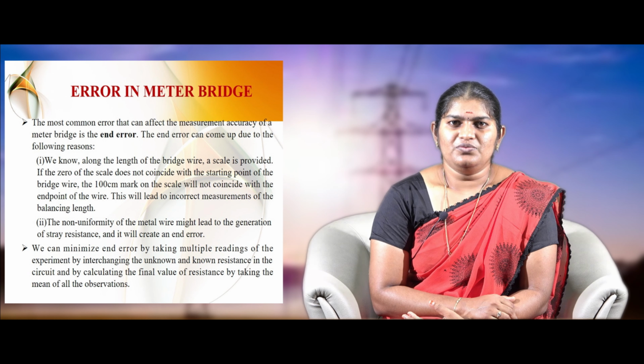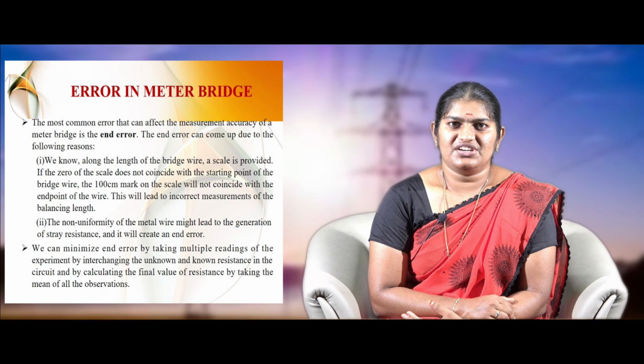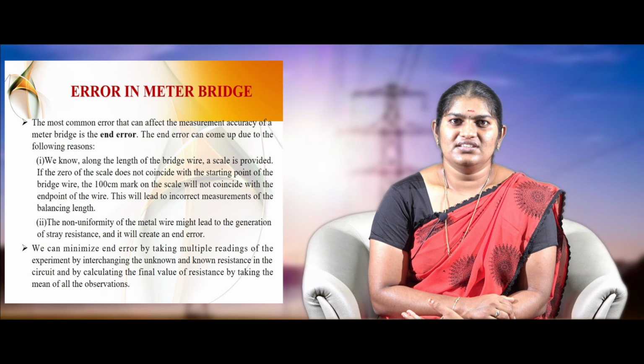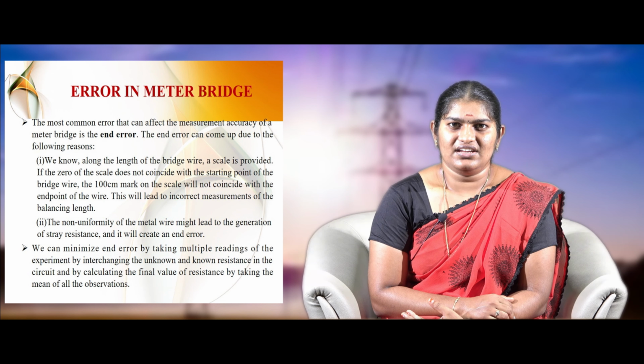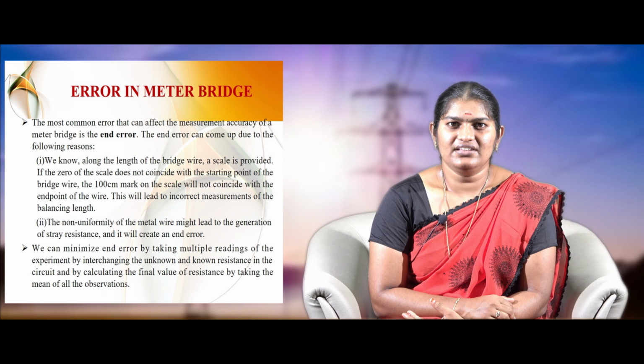The non-uniformity of the metal wire might lead to the generation of stray resistance. This will create end error in the meter bridge circuit. We can minimize this end error by taking multiple readings for an experiment, and calculating the final value of resistance by taking the average mean value of all the observed readings.